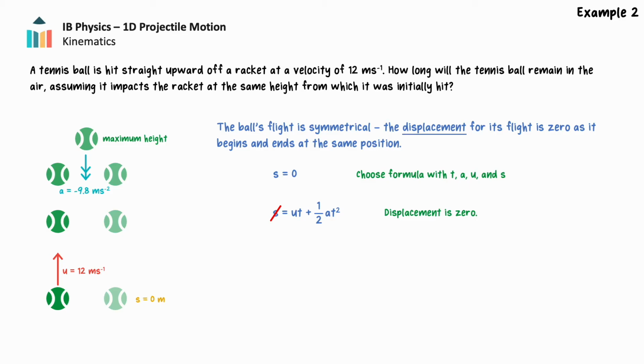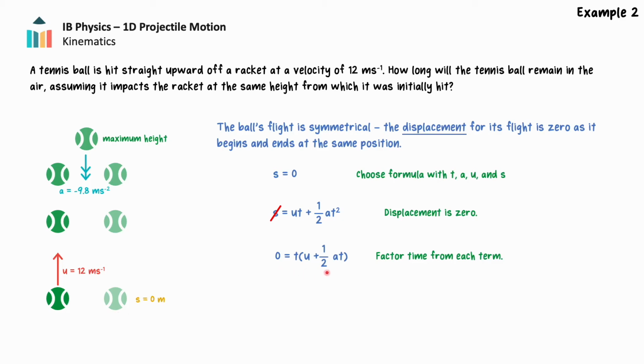Time is common to both terms on the right side of our equation. If we set the displacement to 0 and factor out time, we now have a very solvable formula. Technically, we'll get two answers, because the ball will have a displacement of 0 twice during its flight, before it leaves the racket and when it falls back onto the racket.